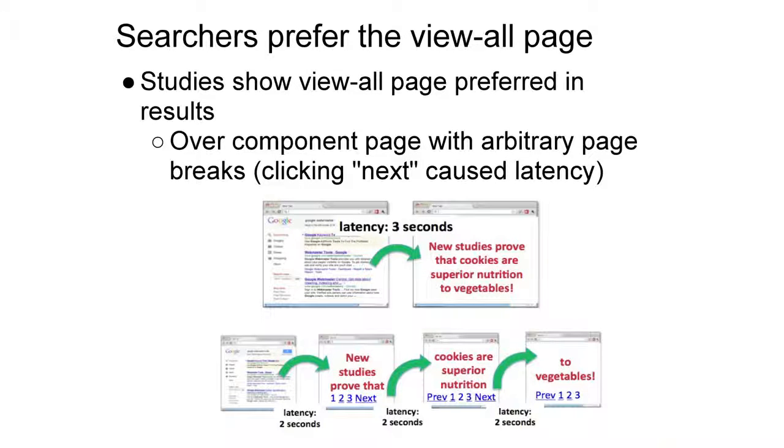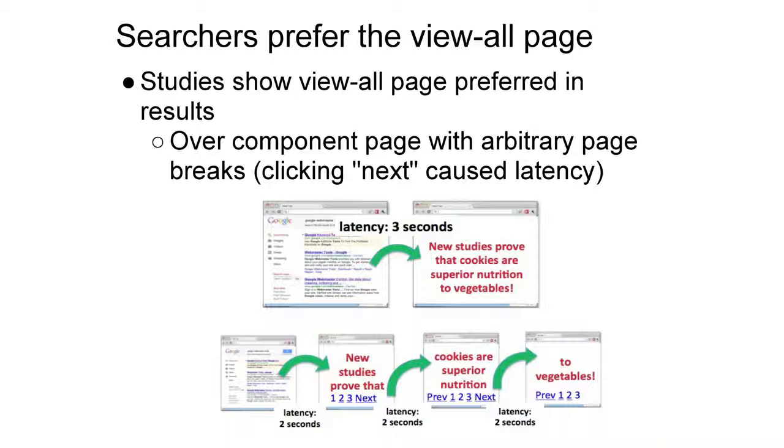But before we go there, let's take a step back and talk a little bit about what Google's doing. We're, of course, always working to improve the experience for searchers. And one thing that we found through testing is that our searchers prefer seeing the view all page in their search results as opposed to an individual component page. And one reason for this might be because of latency. So if you take search results and you click on a result to a view all page, well, that might take, say, 3 seconds to load that article, that new studies prove that cookies are superior nutrition to vegetables. That might be 3 seconds.